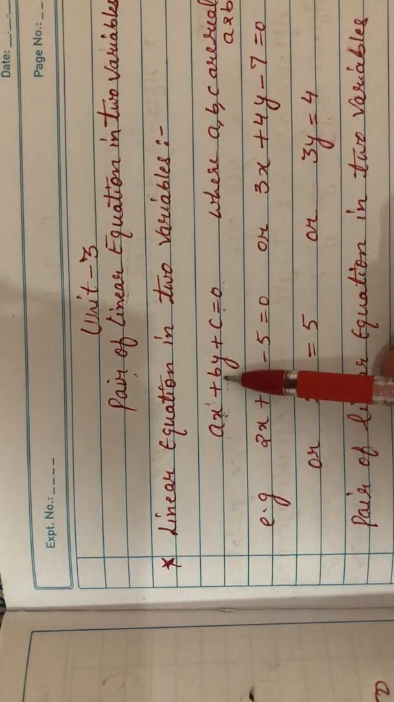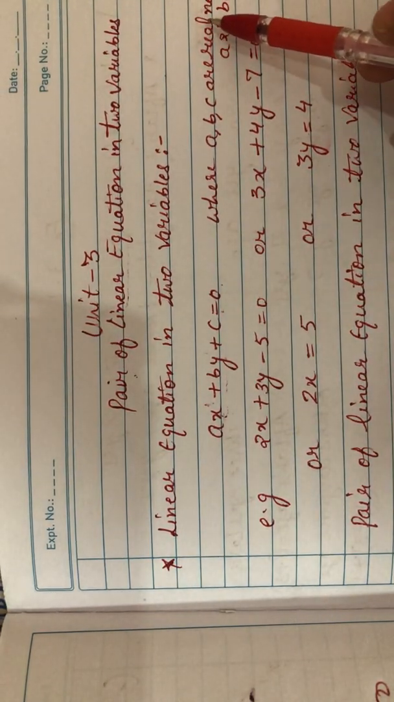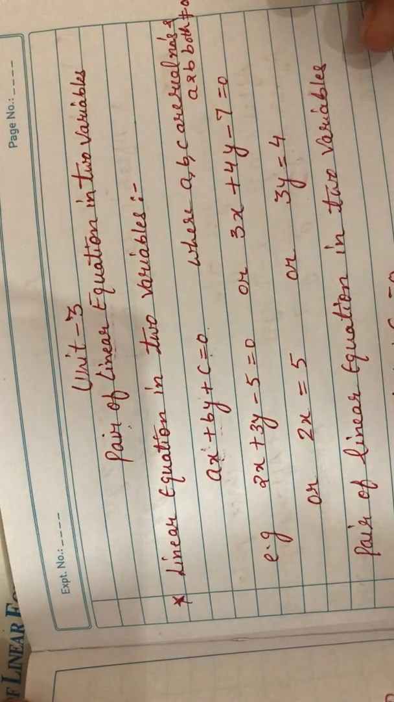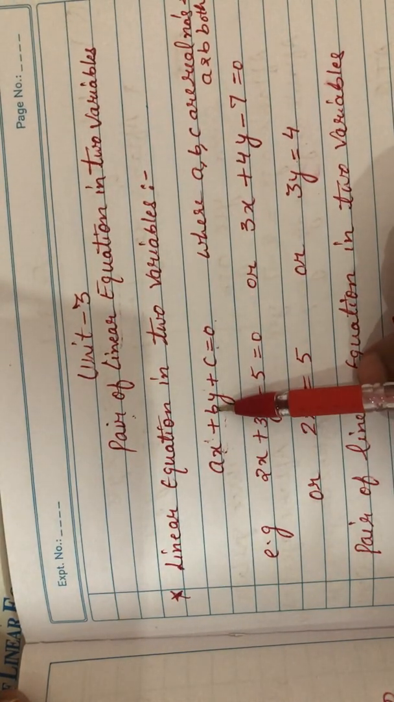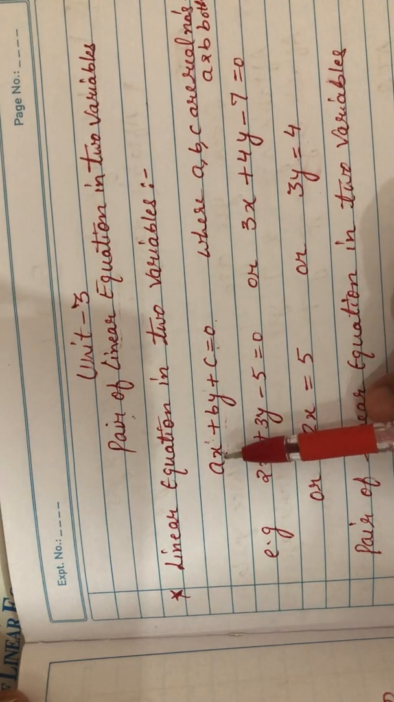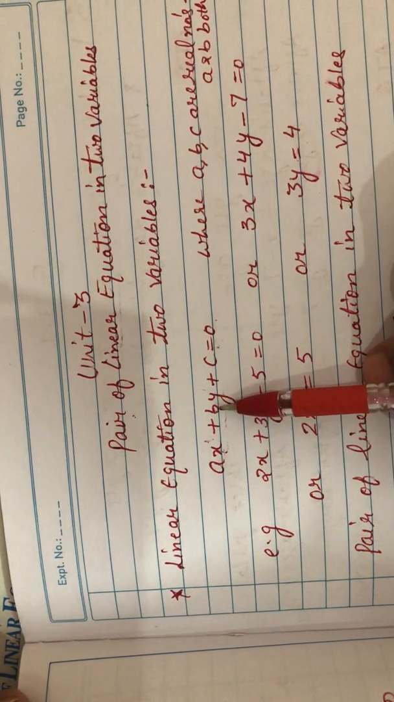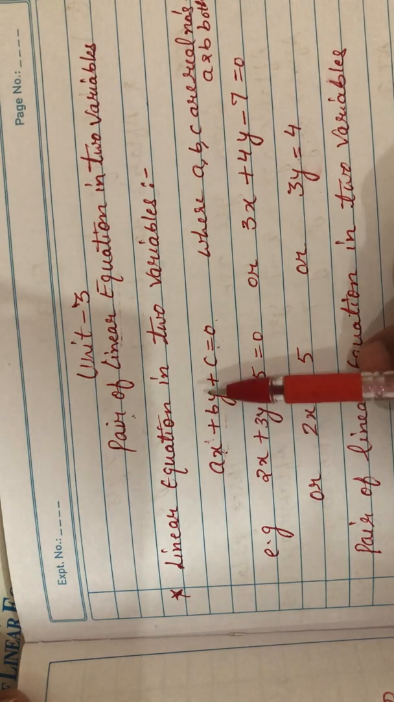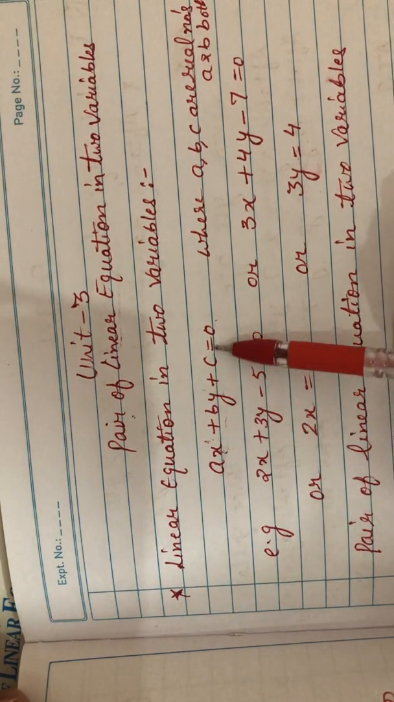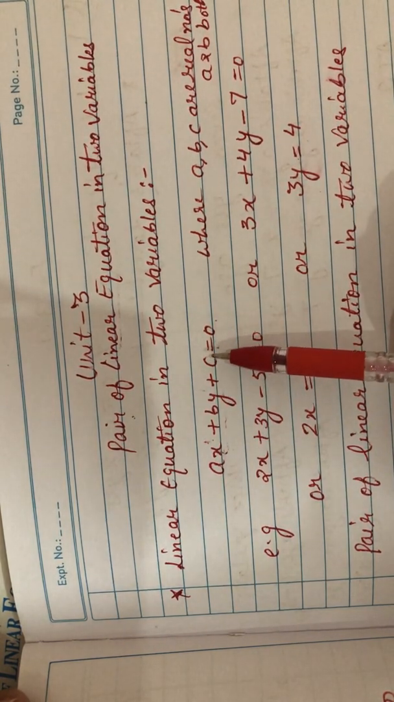Here you can see a, b, c are real numbers. Real means rational as well as irrational, and a and b both cannot be 0 at a time. a can be 0 or b can be 0, but a and b both cannot be 0 at a time. So this is the general form of a linear equation in two variables.